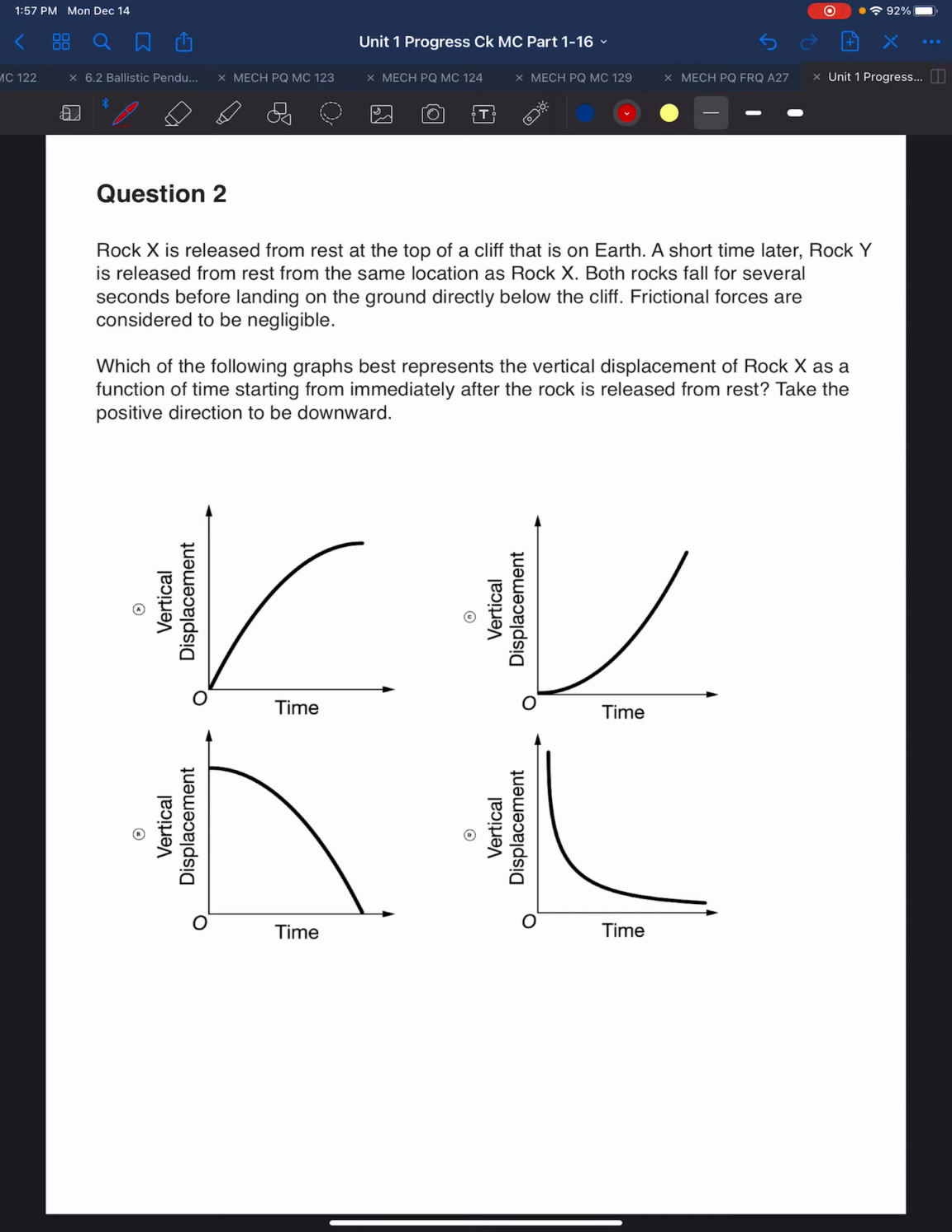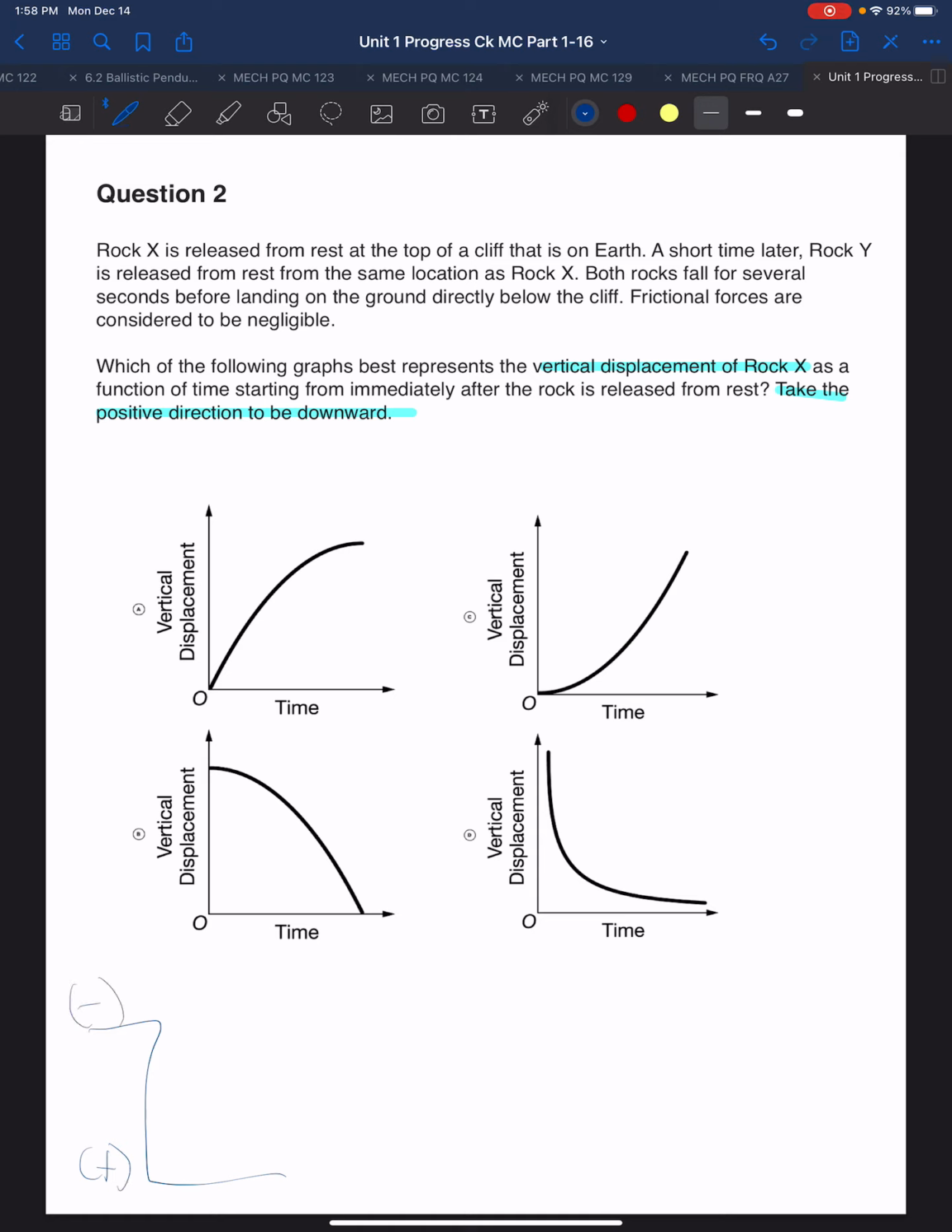So this question is exactly the same situation as number one, except we are given some information here. Which of the following represents the vertical displacement as a function of time? Take the positive direction to be downward. So in our picture this time, instead of this being downward, this is positive, and this is negative.